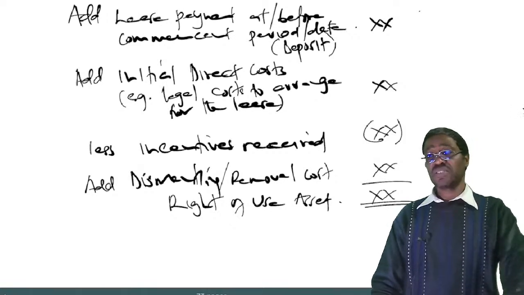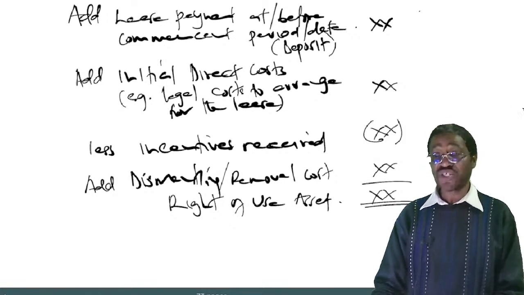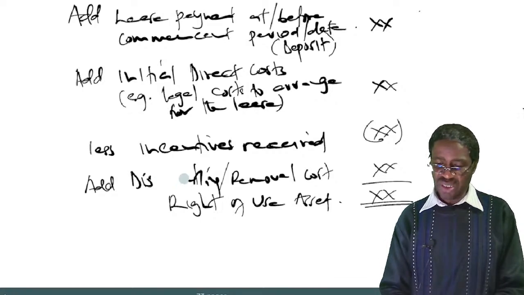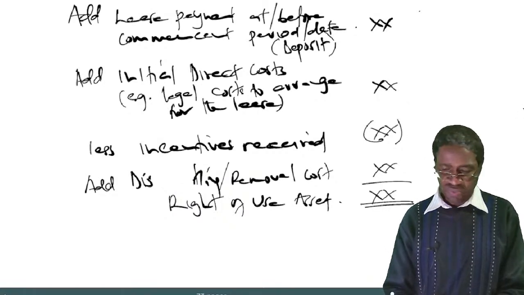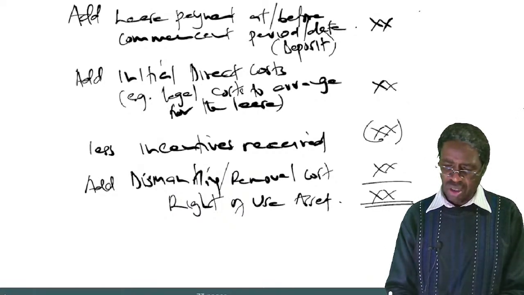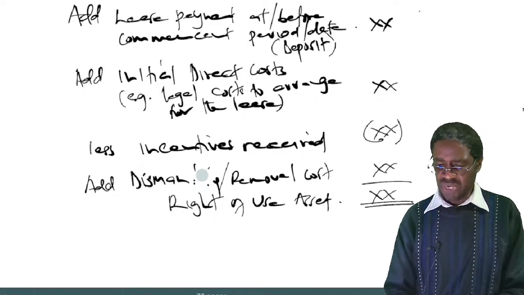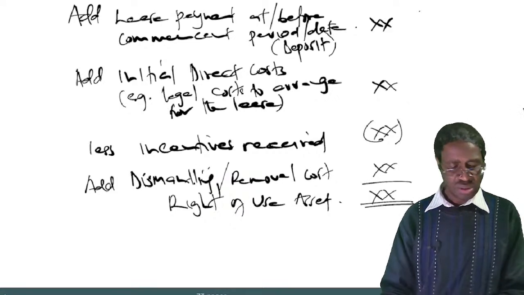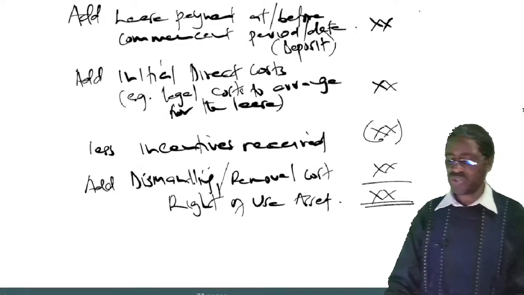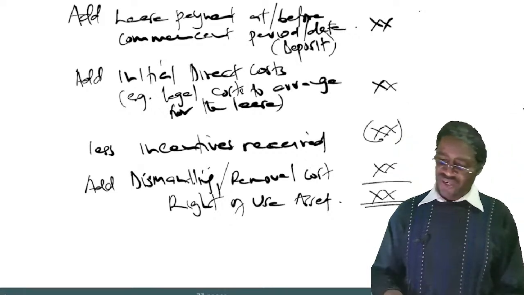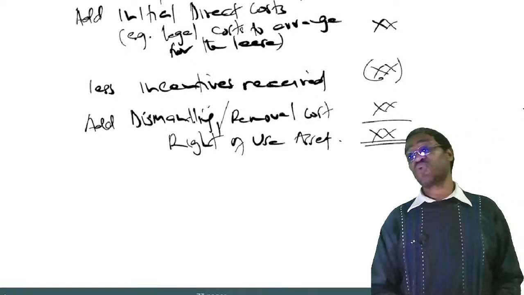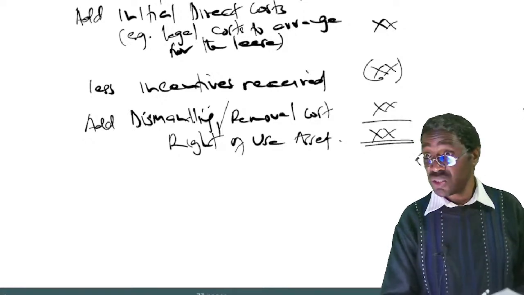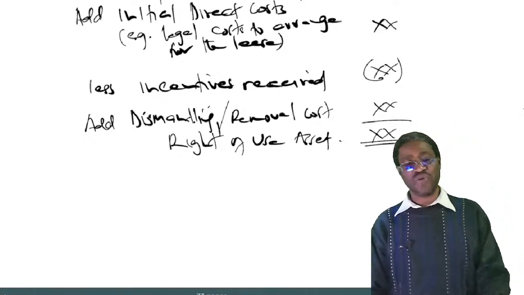And finally, add dismantling costs, or what we call removal costs. Then whatever you get as the total down there, that's what you now use as the right of use.